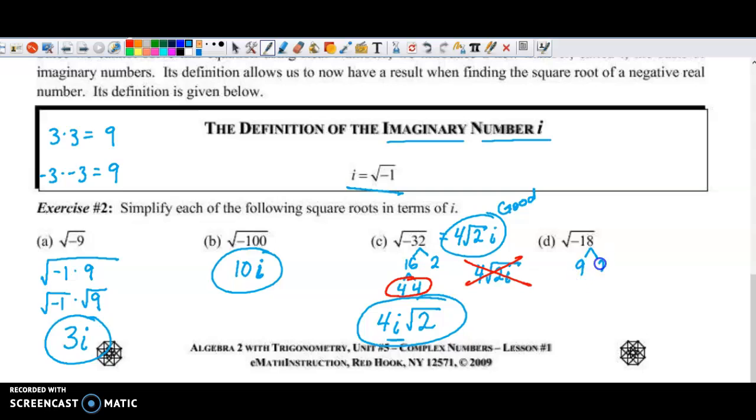Break this down. 9 times 2. You've got a pair of 3's. And if you do this the way I do it, you write 3i root 2. All right, but just a heads up, if you write 3 root 2 and then times i, make sure that your radical clearly stops before you get to i.